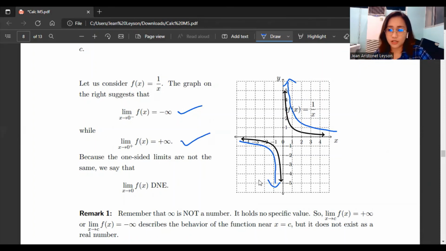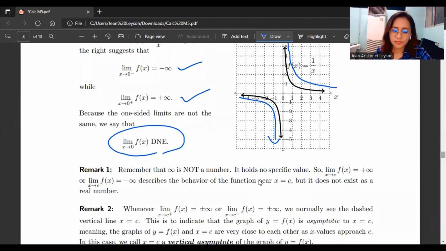And since we were not able to get the same limits, we can conclude that the limit of the function does not exist. Okay, that's basic. If the limits are not equal, therefore the limit does not exist.